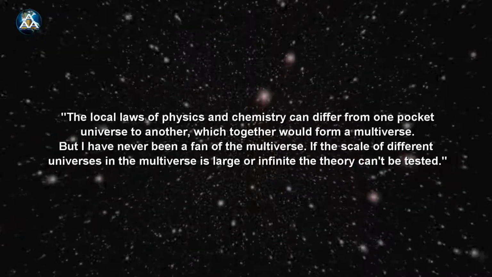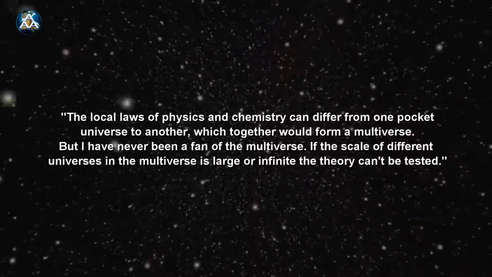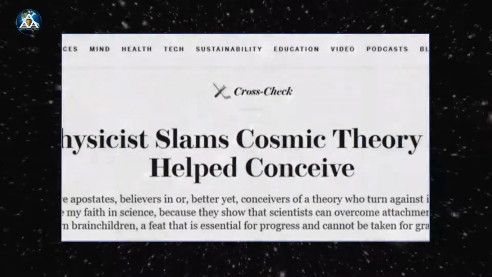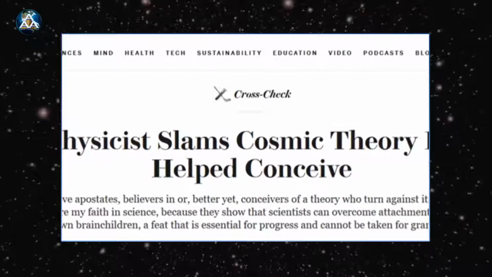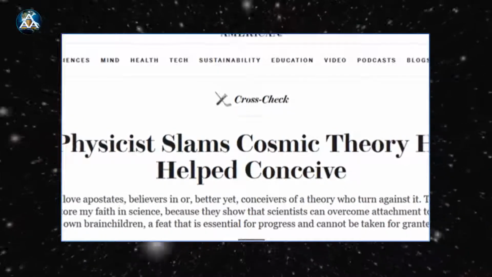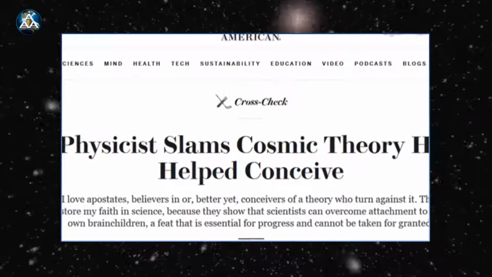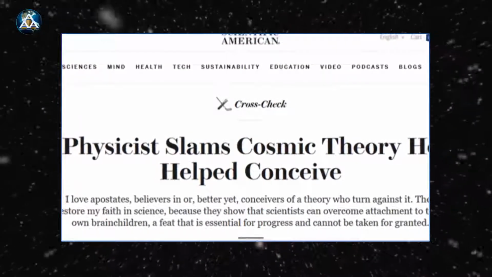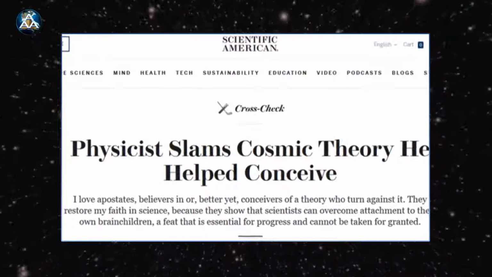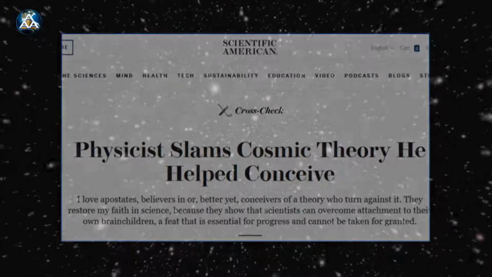"If the scale of different universes in the multiverse is large or infinite, the theory can't be tested." Even one of the original architects of the eternal inflation model has disavowed it in recent years. Paul Steinhardt, physicist at Princeton University, has gone on record saying that the theory took the problem it was meant to solve, to make the universe universally consistent with our observations, and just shifted it onto a new model. Hawking and Hertog are now saying that the eternal inflation model is wrong.